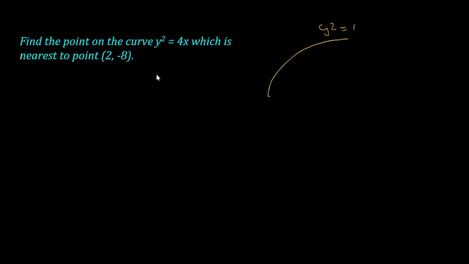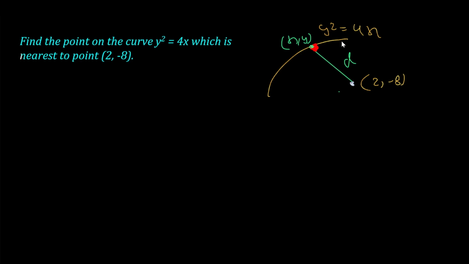Y square is equal to 4x, and let's say there be a point somewhere and its coordinate is given as 2, minus 8. Now they're asking for a point on the curve. We have to locate a point on the curve such that it is minimum distance from this. That means this distance, whatever is the distance, we have to minimize it. Let's say I take this distance as d and the point over here as x comma y, the general point over here. So this is the point we have to locate.